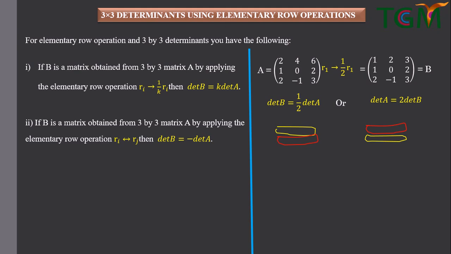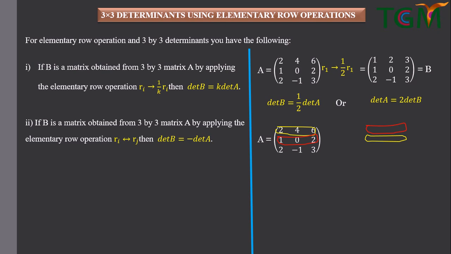Let's look at the second property. If B is a matrix obtained from 3x3 matrix A by applying the elementary operation interchanging row I and row J, then the determinant of B is equal to the negative determinant of A. I want you to notice that these properties are just similar to the properties of 2x2 matrices when carrying out determinants using elementary row operations. They are just the same.